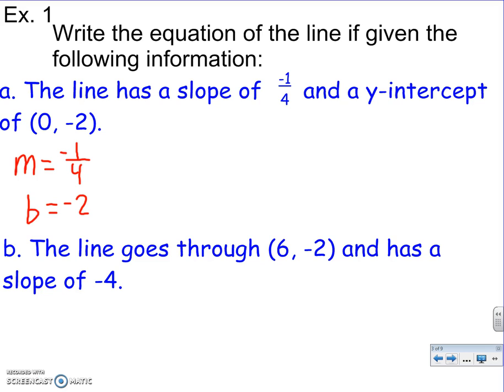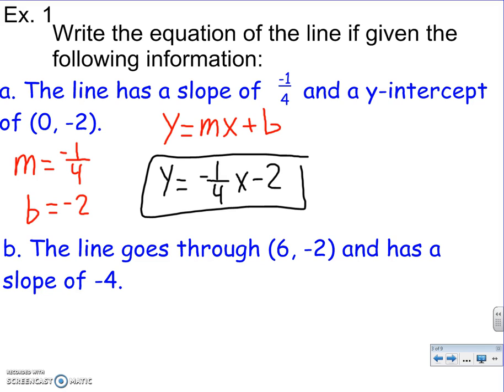If I have m and b, so again, if I have slope and y-intercept, I'm going to use slope-intercept form. That's the equation, y equals mx plus b. I just have to fill in the information. So y equals, my slope is negative 1/4 x plus b. b is negative 2, so minus 2. And that's it.